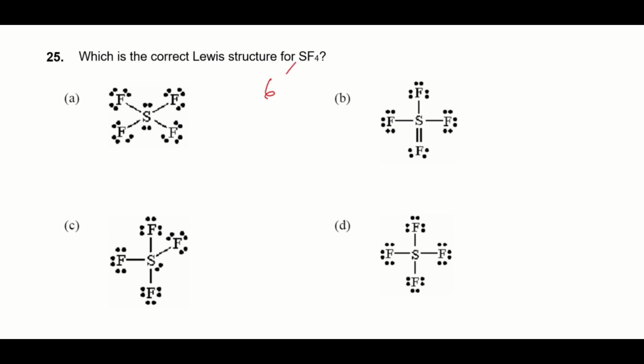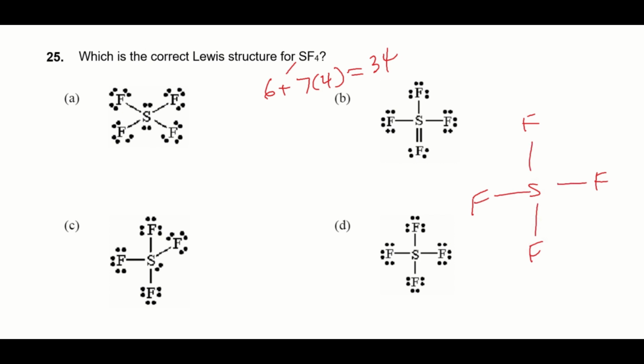Sulfur comes in with 6 valence electrons. Fluorine has 7, and there's 4 of them. 28 plus the 6 is 34. Let's put sulfur in the center, surrounded with the 4 fluorines.